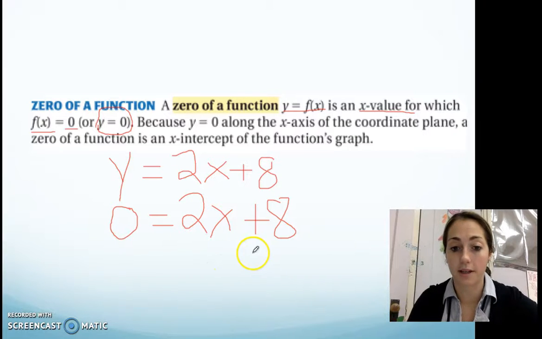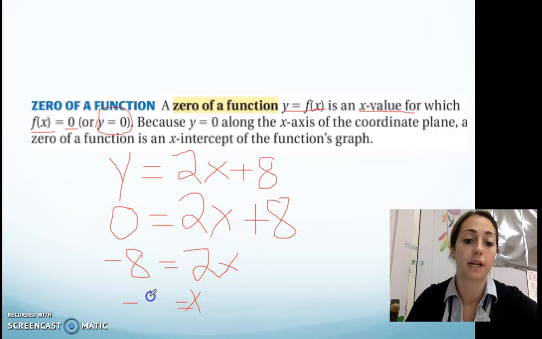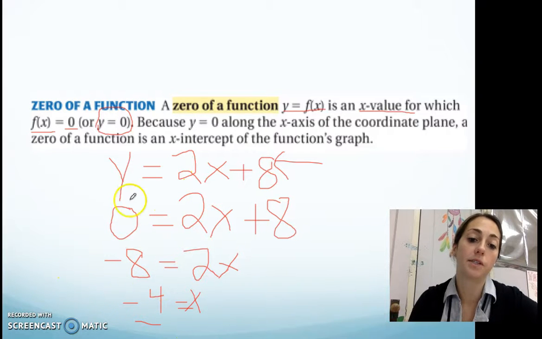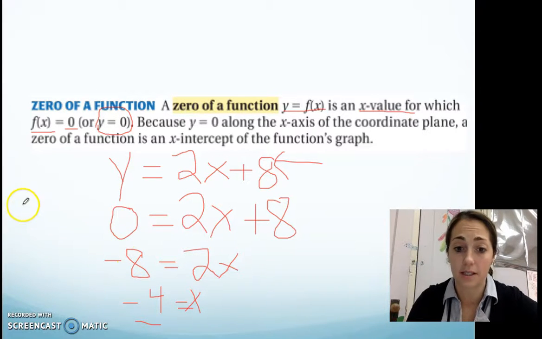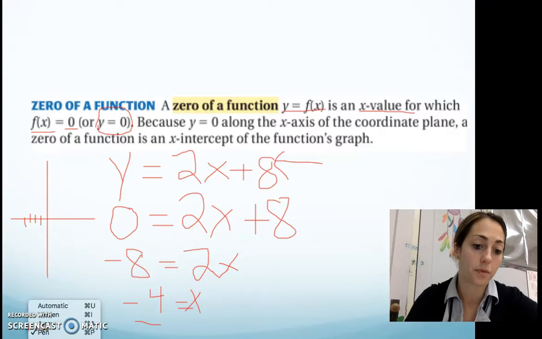So then you would subtract 8, you would get negative 8 equaling 2x, divide by 2, and you would get x equaling negative 4, because negative 8 divided by 2 is negative 4. So the zero of this function that we just made up is negative 4. So what we have to think about here is when y is 0 and x is negative 4, on that coordinate plane, that's over here at negative 4.